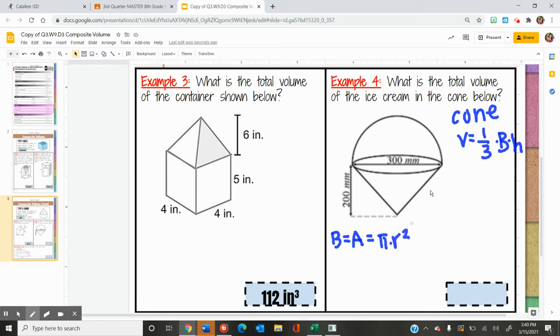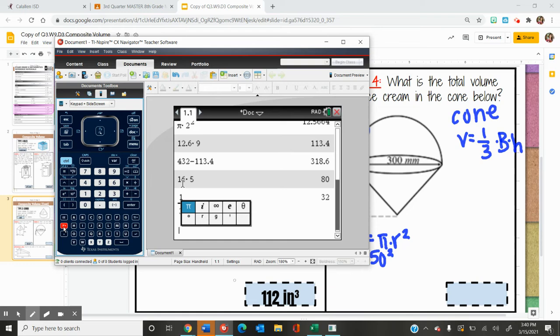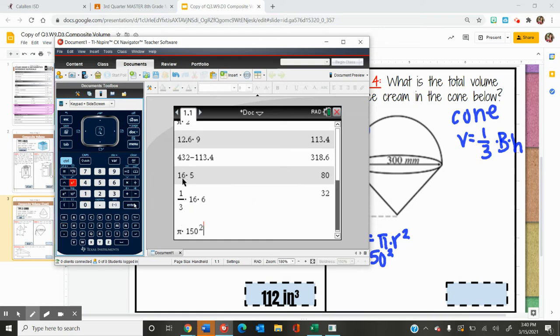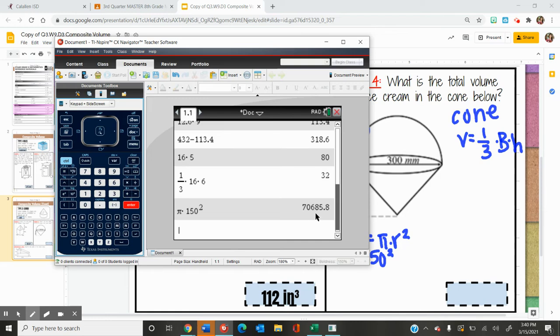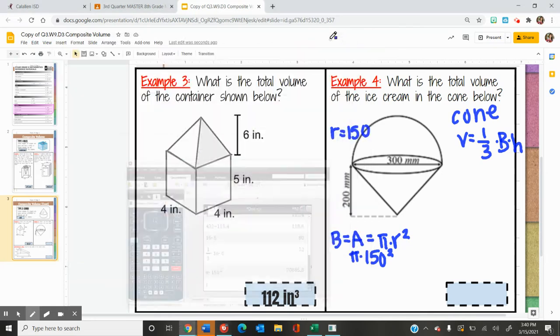So I need to find the radius. This line goes all the way across, so that tells me it is the diameter. So I have to divide that by 2 to get the radius, and this is now 150 as my radius. So this is pi times 150 squared. I'm going to go ahead and type that in my calculator. I'm going to put pi times 150 squared, and I get 70,685.8. It's going to be a very large number.